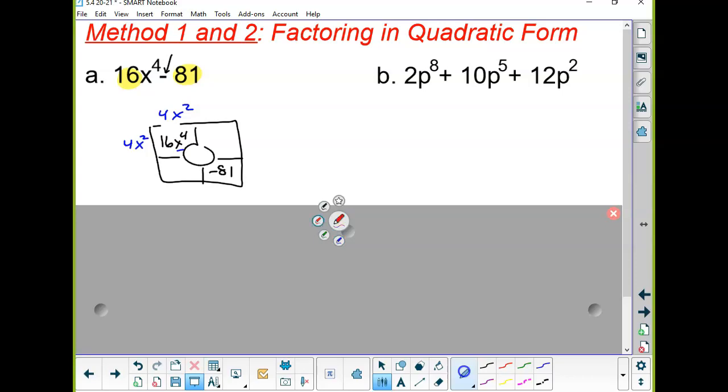Well, how do you think I get negative 81? Negative 9 and positive 9. So now, we don't really care about what the other two boxes are, but notice what would go here: a negative 9x squared and a positive 9x squared. Well, what do those two add up to be? 0 x squared, which technically you could write as 0x squared. So that's just one case where it's a special pattern, but we were able to factor it.